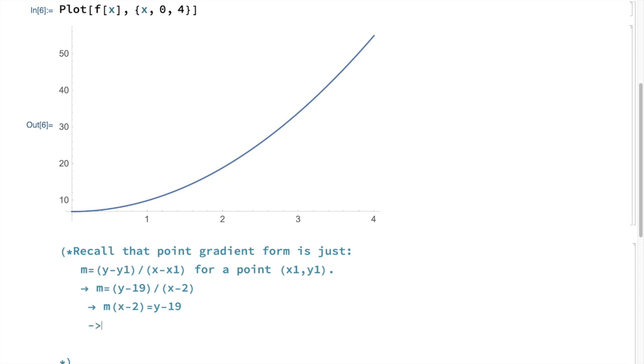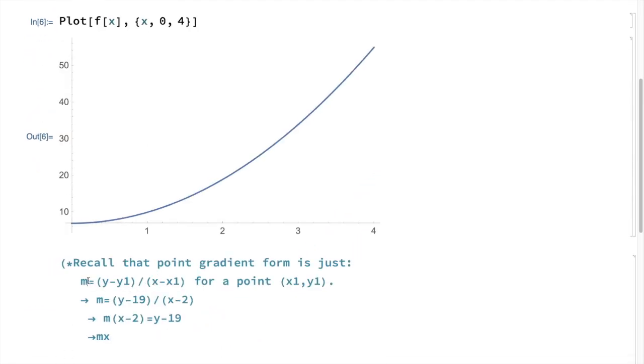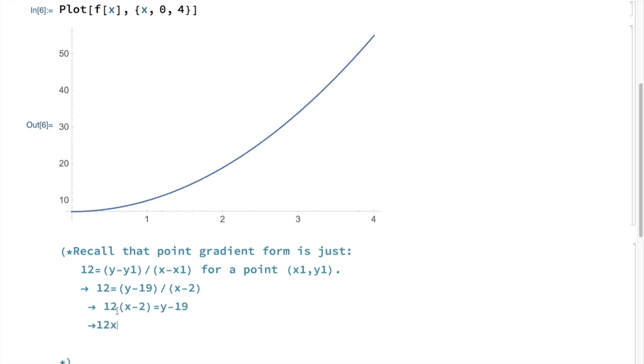And I might as well just distribute that now. I'll have mx. You know what? We know what m is. M is just 12. Why don't I just put that in here? So this is just going to be 12, 12, 12, and 12. All right, so this 12 will go to the 12x. 12 minus 2 gives me minus 24.